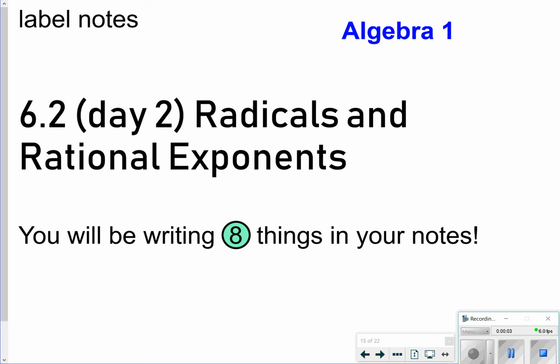This is going to be lesson 6.2, day 2, or part 2. We're going to be looking specifically at radicals and rational exponents and how to go between them. Basically, rational exponents look like anything that has a fraction like this, and radicals have your square root symbol, so anything that looks like this. We're trying to figure out the difference between these two and how to go between each one. We're looking for 8 things on our notes. Let's go ahead and get started.